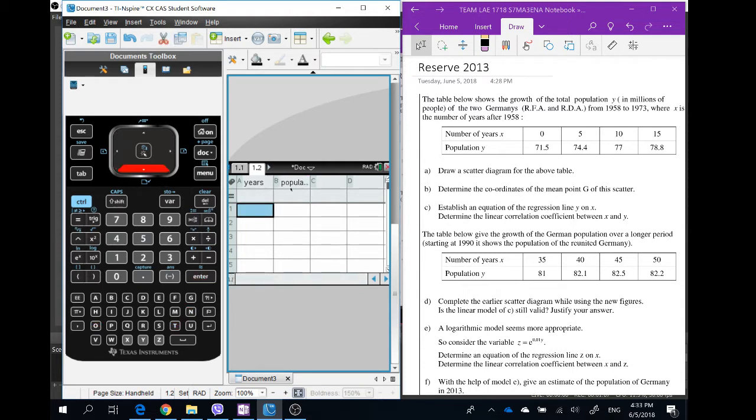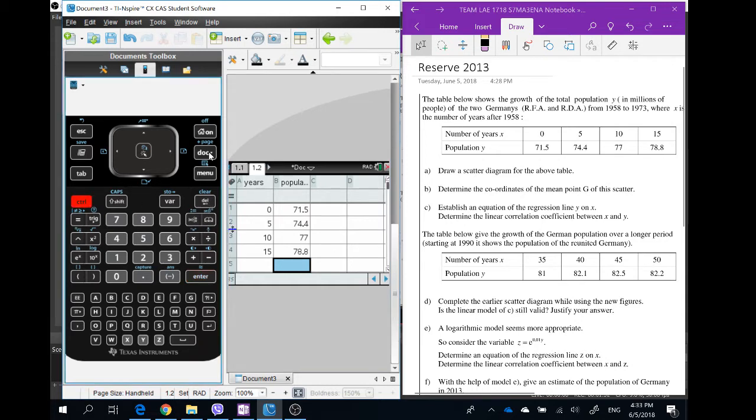and then put the numbers 0, 5, 10, 15. For the population we have 71.5, 74.4, 77, 78.8. Draw a scatter diagram for the above table, then Control, new page.